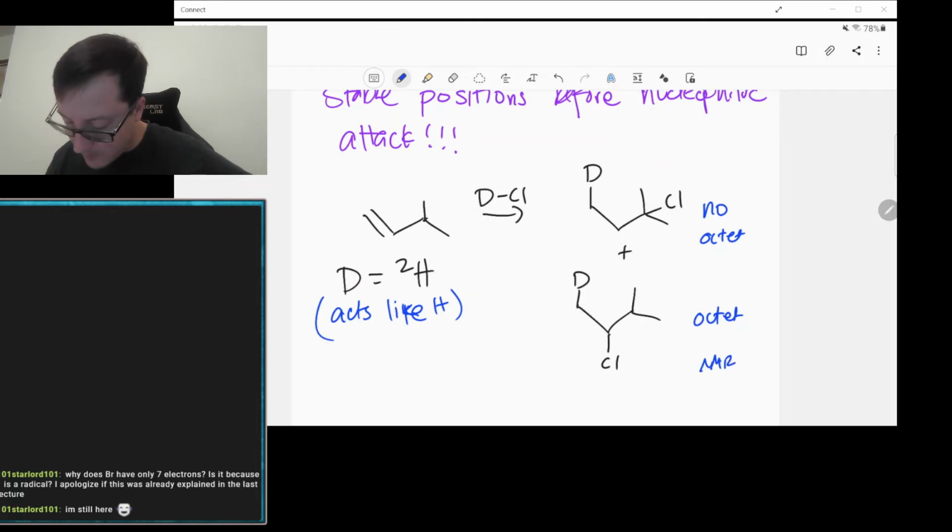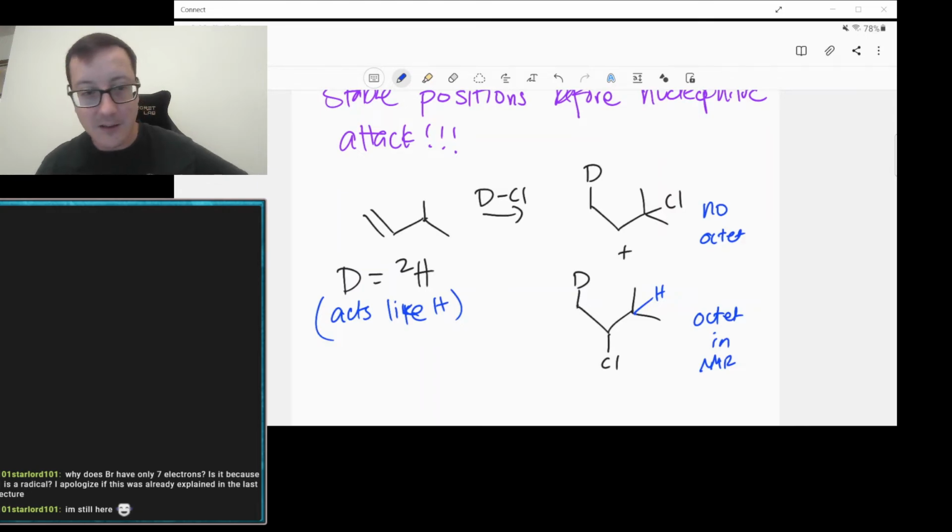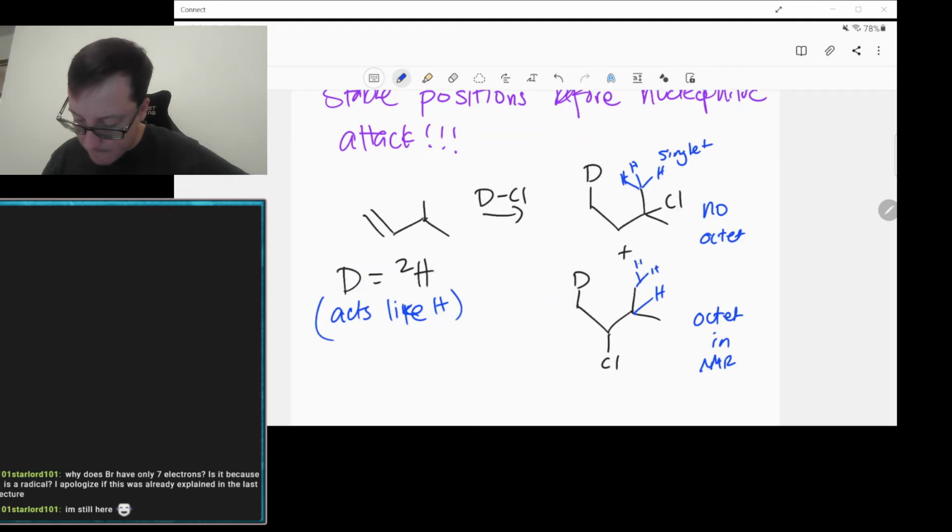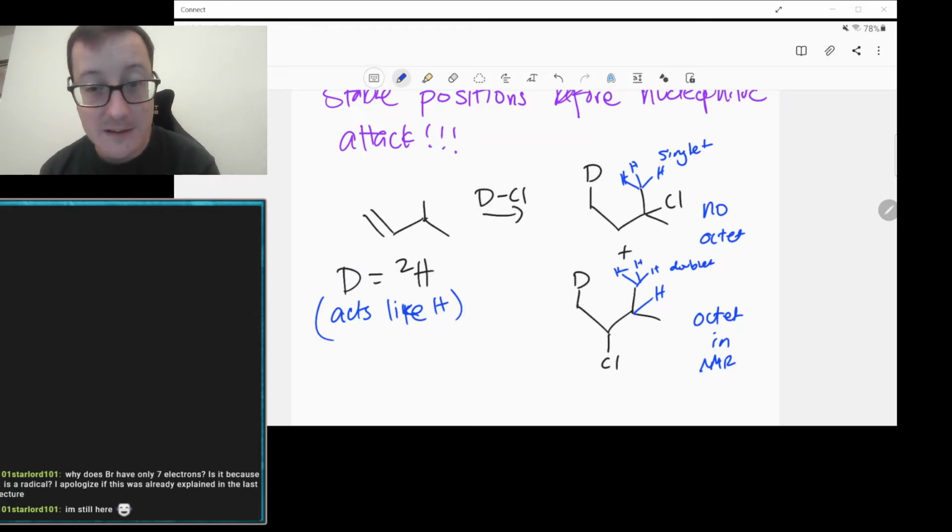So there is a reason for studying NMR, right? We're going to have this H here that's going to show up as an octet. There are 7 neighboring hydrogens, so it will see an octet. We will have no octet in the other molecule. These guys will be singlets, in fact. This would be a doublet. So we have all sorts of NMR reasons to be able to tell what's happening with this.